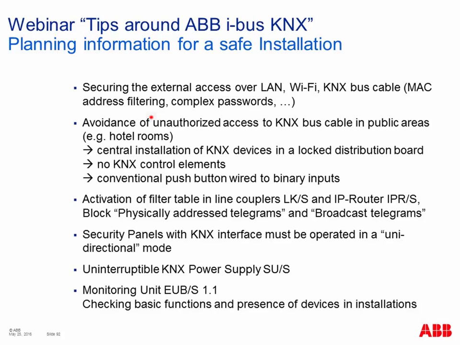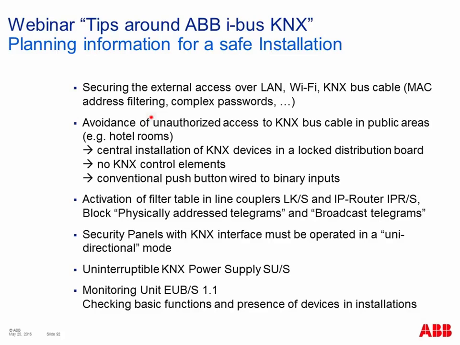Or now when you use security panels with a KNX interface, like our ABB security panel GMA, then this panel must be operated in the unidirectional mode. So it cannot be possible to unset the system by sending a KNX telegram. The setting and unsetting we do via the security panel keypad. At first you have to enter your 6-digit PIN and then you can set or unset the system, but not via KNX. In principle you can do it via KNX, but if someone has access, he can manipulate your system.